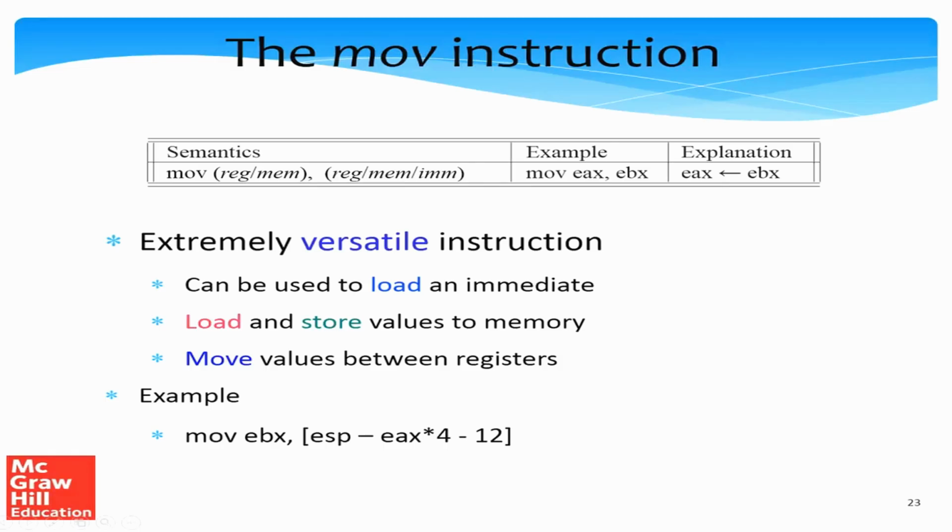Let us start this part by describing the move instruction. So the move instruction is arguably the most versatile instruction in the x86 instruction set. So it can actually do a lot. So in terms of RISC instructions, it's a combination of three things.